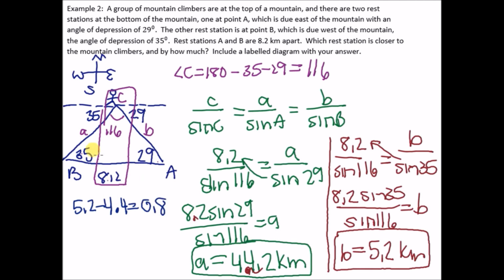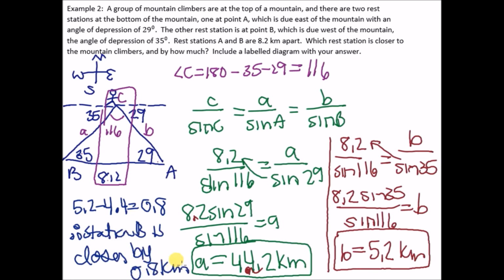Okay, and don't let these confuse you, because side A is going to be closer. Side A is going to be closer, which is actually station B. So therefore, station B is closer by 0.8 kilometers.